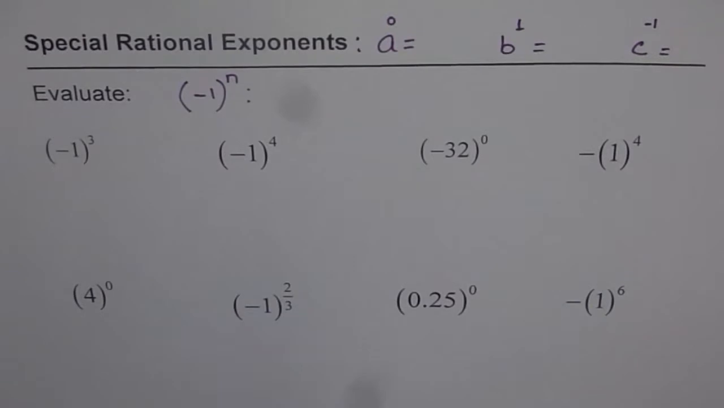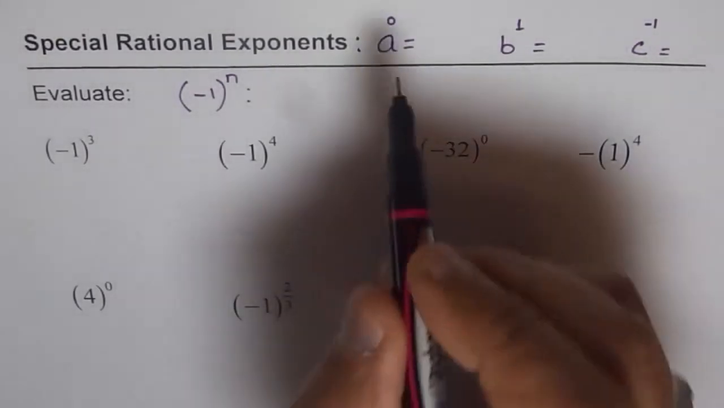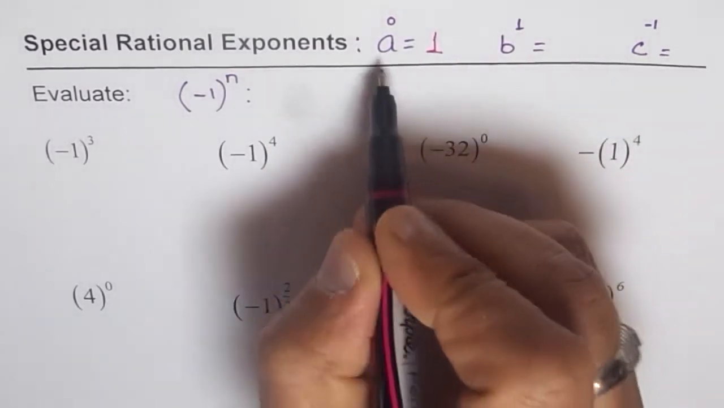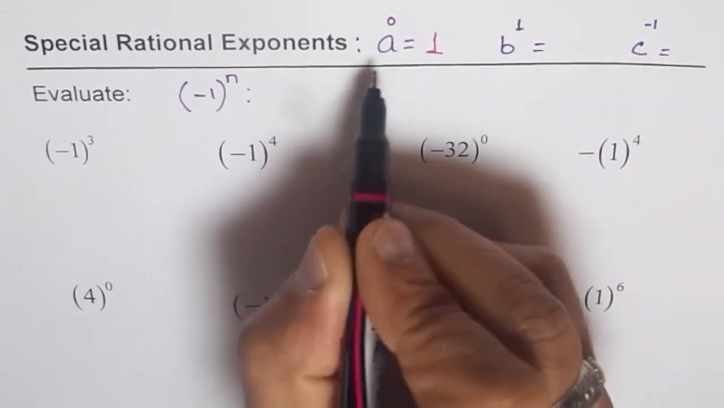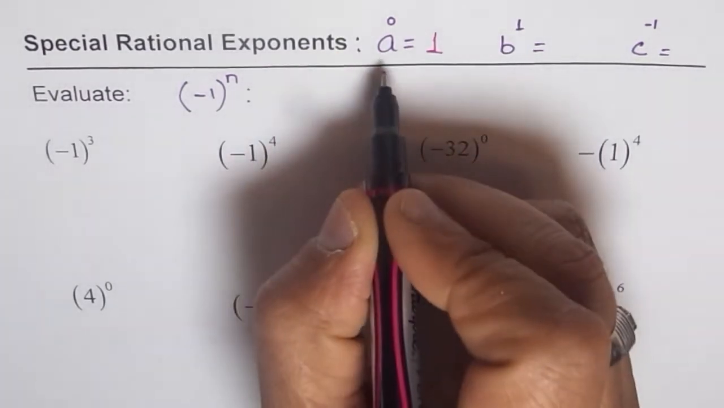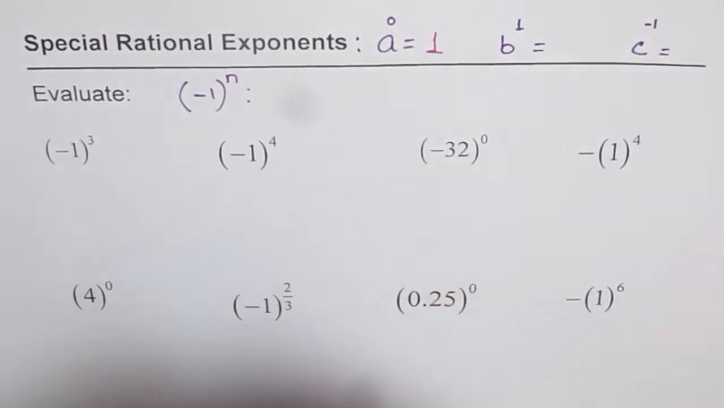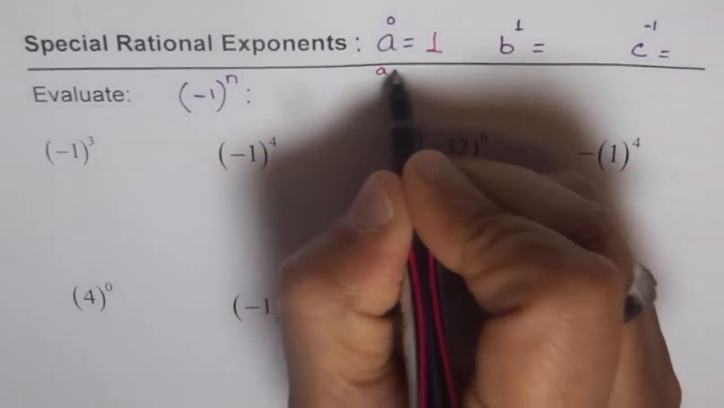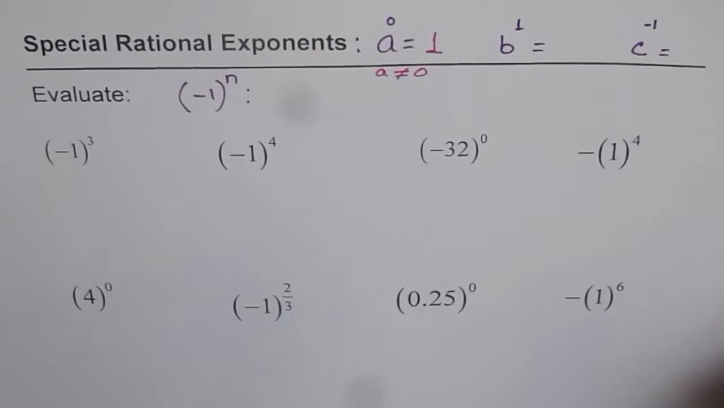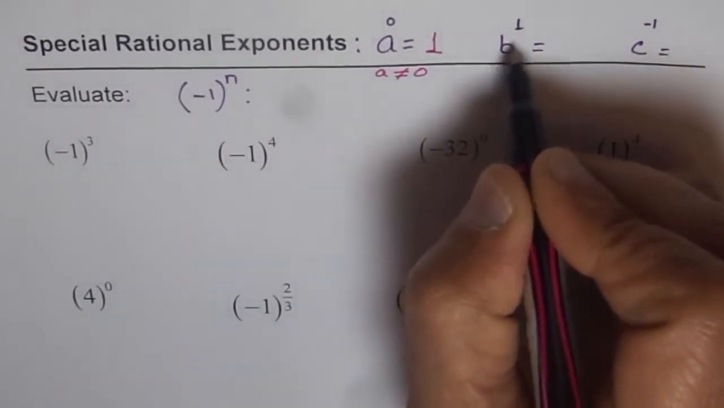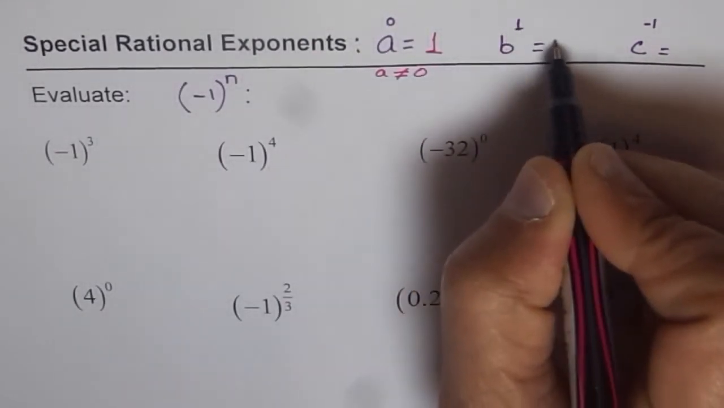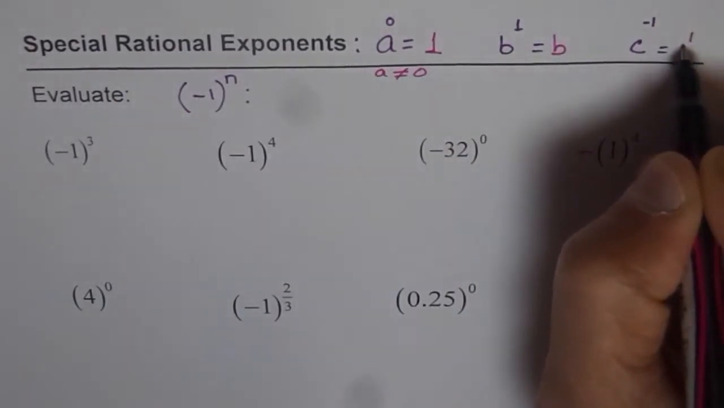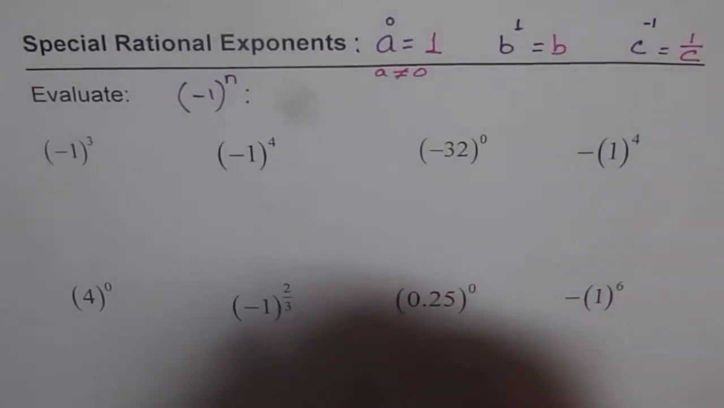So the first one is anything to the power of 0. Anything to the power of 0 is always the number 1. Now remember here a is not equal to 0, right? So when we are writing all these things, we are saying a is not equal to 0, okay? So anything to the power of 0 is 1 where a is not equal to 0. Now anything to the power of 1 is the number itself. So b to the power of 1 will be b. c to the power of minus 1 makes it a reciprocal, so it will be 1 over c, right?